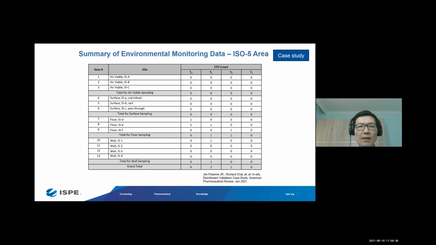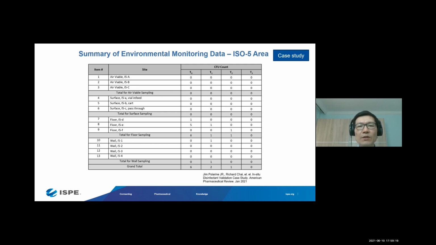This is a summary of the sampling results for the ISO 5 area. You can see that T0 is the baseline. ISO 5 areas can typically be very clean areas. In this case, even at the baseline T0, across all the air sampling, surface sampling, and floor sampling, the total count is only 6 CFU, and it is mostly coming from the floor. As expected, the floor is the dirtiest part of any clean room. So you will see the counts mostly coming from the floor, and the rest are very clean.